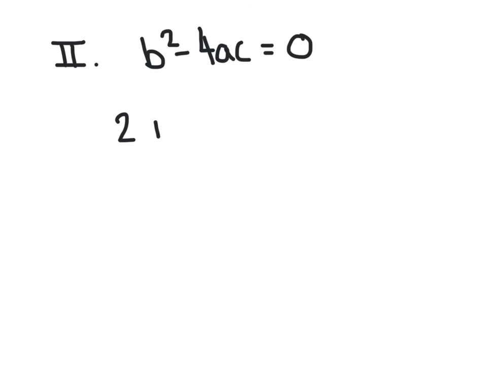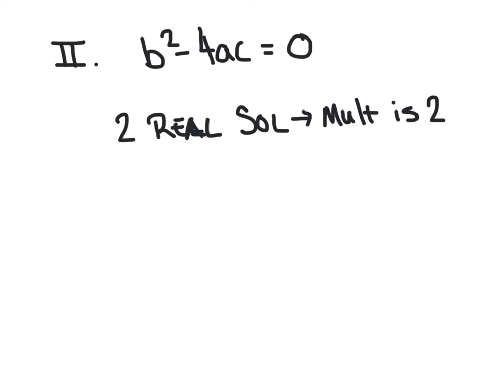Case 2 is a very rare one, but it happens occasionally, and that's if we evaluate b squared minus 4ac and we get an answer that's equal to 0. What we've proven is, technically, there are 2 real solutions, but now the multiplicity of that solution is 2.